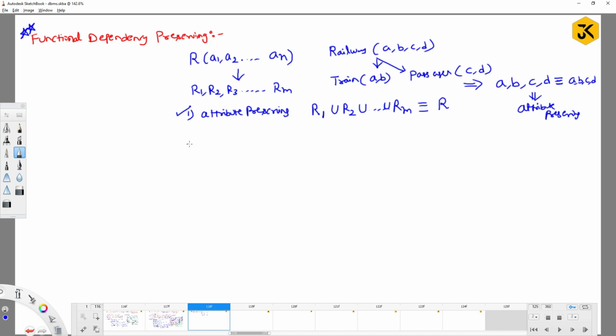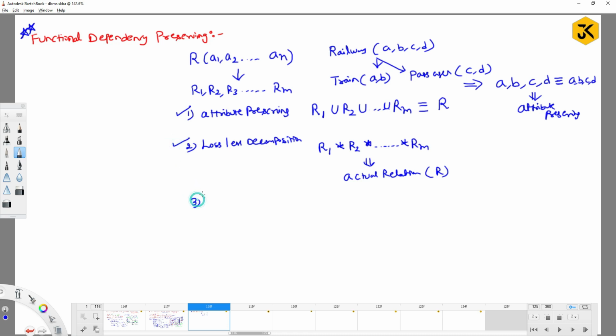And the second one you have to check is lossless decomposition. Lossless decomposition means when you decompose a relation into R1, R2 and so on, Rm relations, and again perform a natural join on all the subrelations, you need to get the actual relation. Then I can call it lossless decomposition, otherwise I can call it lossy decomposition.